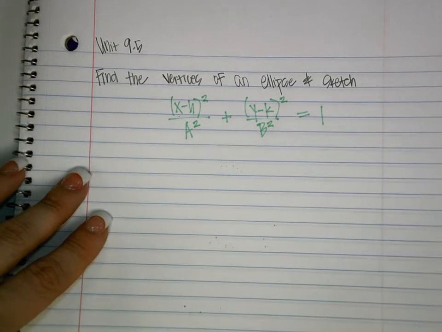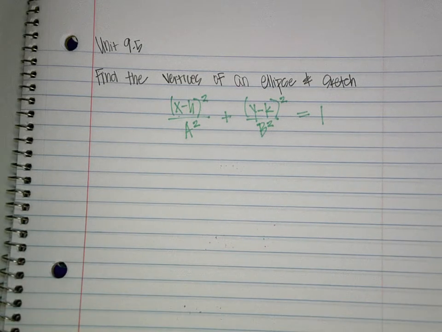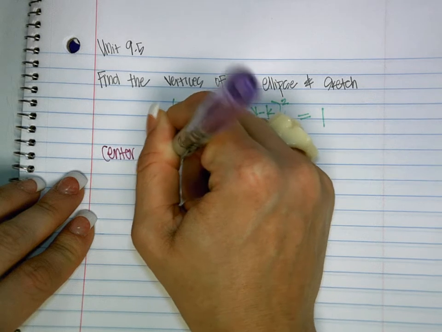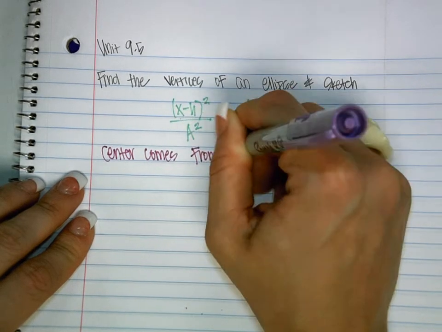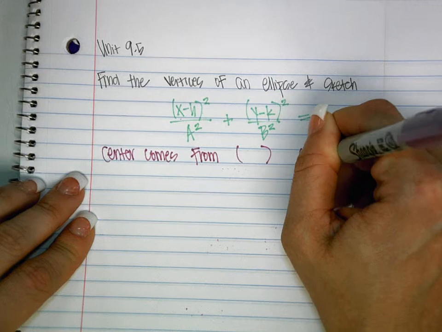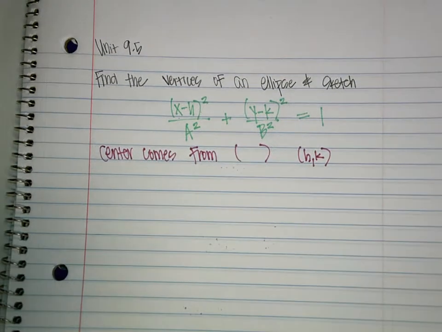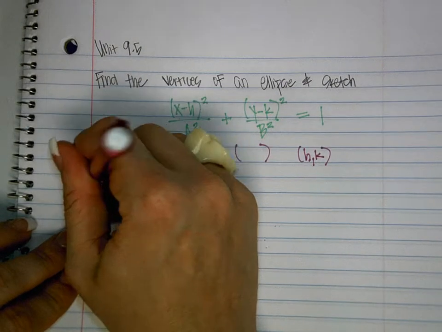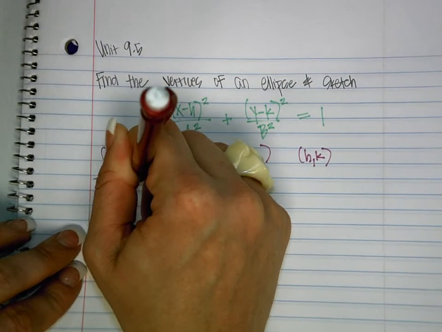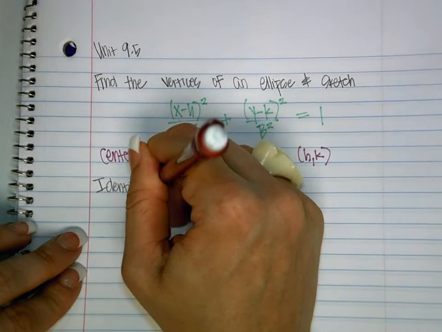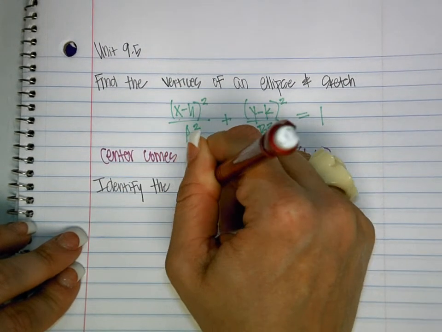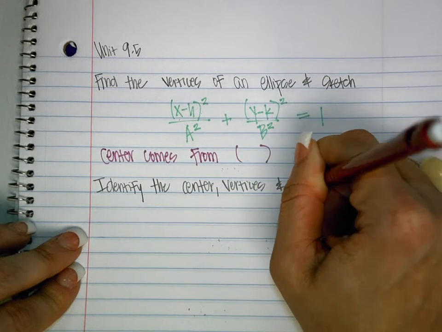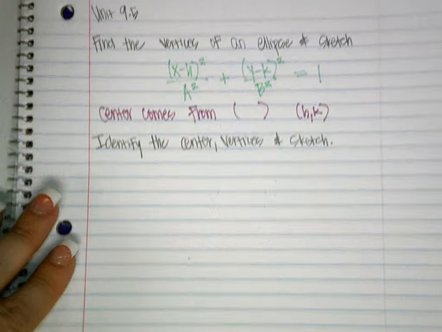Before we can find any parts, the center comes from, anyone think they might know? Where do you think the center is going to come from? H and K, exactly. It comes from the parentheses. Center is (h, k). Exact same thing as we did with circles. You are going to change the signs. So your instructions are going to tell you to identify the center, vertices, and sketch.